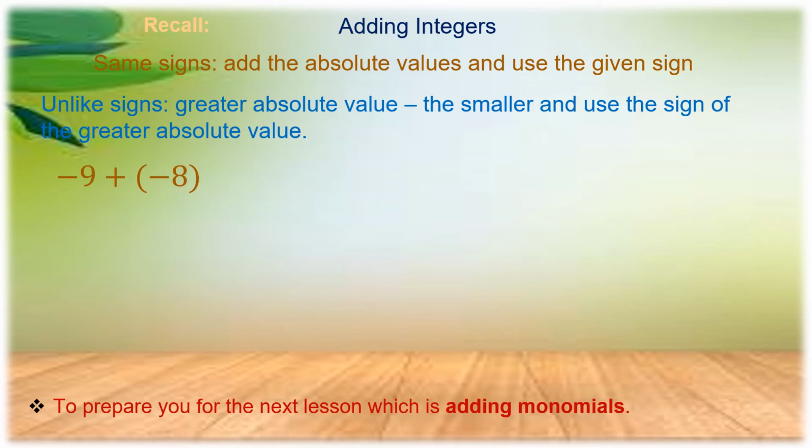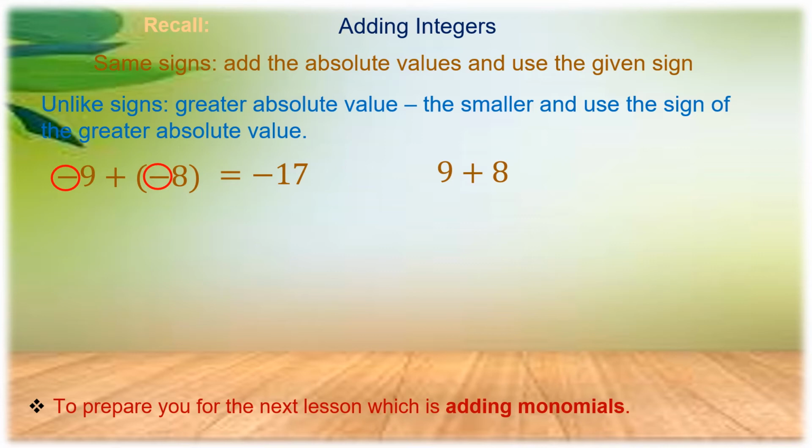Supposing we have negative 9 plus negative 8. So they have the same signs. What we need to do is to add the absolute value of negative 9, which is 9, and the absolute value of negative 8, which is 8. And then we are going to follow the sign, which is negative. So we will be having negative 17. Next, supposing we have to add positive 9 plus positive 8.